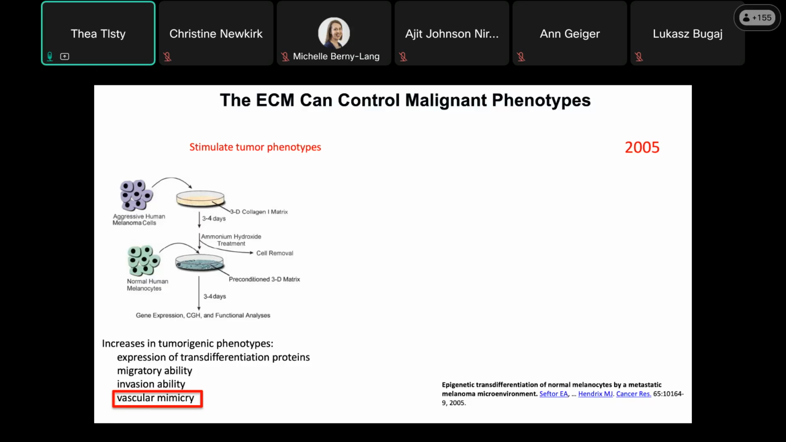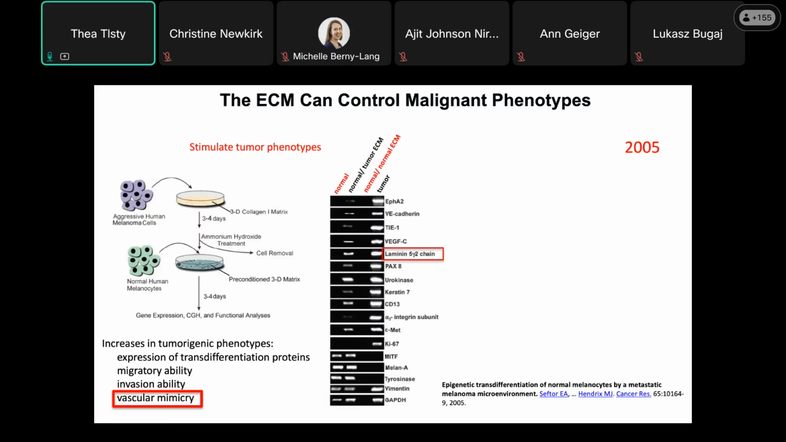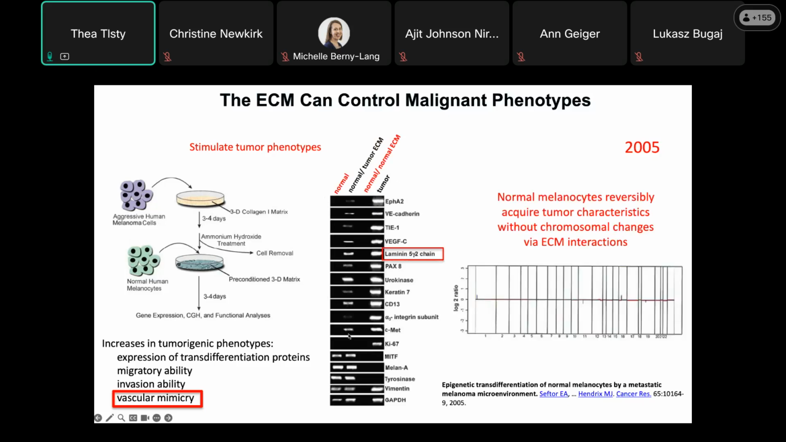She looked at many of them. This is the one that's easiest to show you today. This is the melanoma cells expressing tumor proteins. You can see that the normal melanocyte does not, but when you put the normal melanocyte on a tumor ECM, you now turn on these oncogenic proteins, all in the absence of any genetic mutations, telling you that the malignant phenotype can be controlled by what kind of matrix they're on.